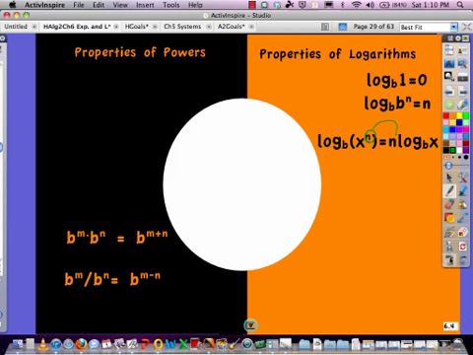All right, with that, now let's do our like bases, add the exponent rule. Whoa, sorry, craziness.